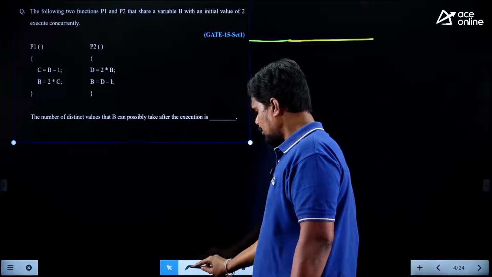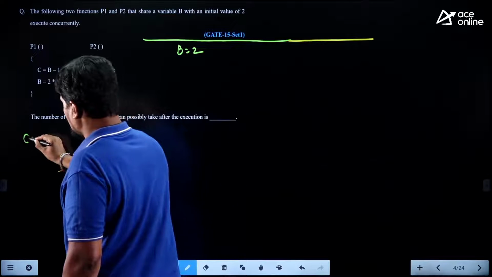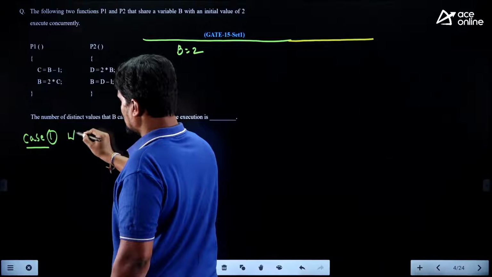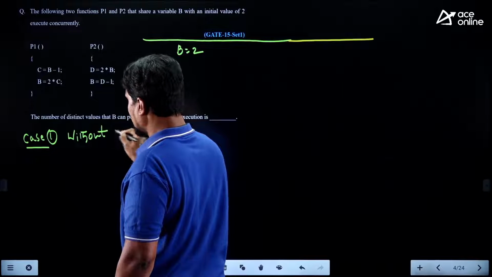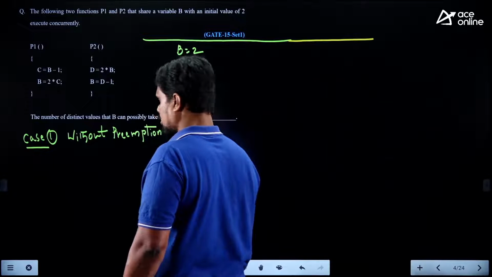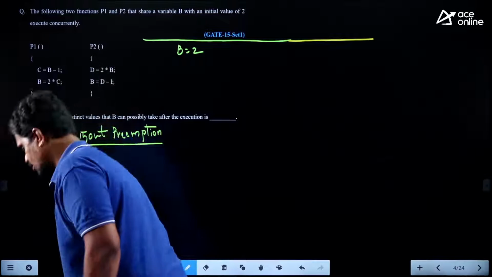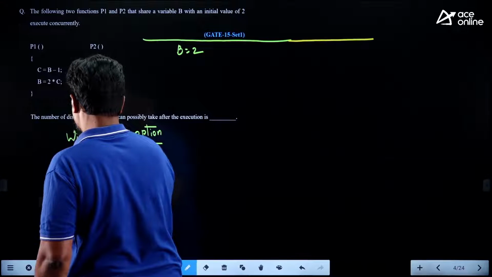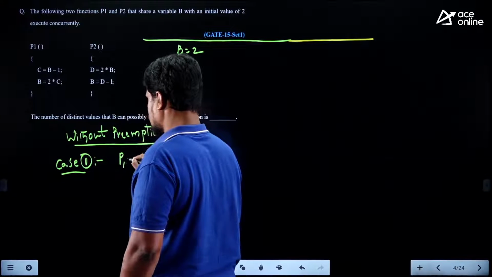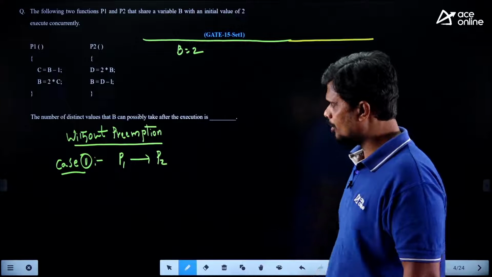Right. So coming to this question, first I am considering case 1. Without preemption, I am not taking any preemptions, okay? What is the case 1 I am considering? I am just executing P1 first and then I am executing P2.